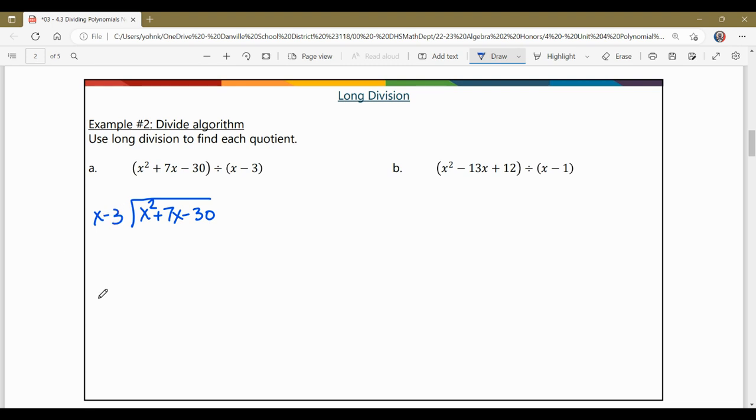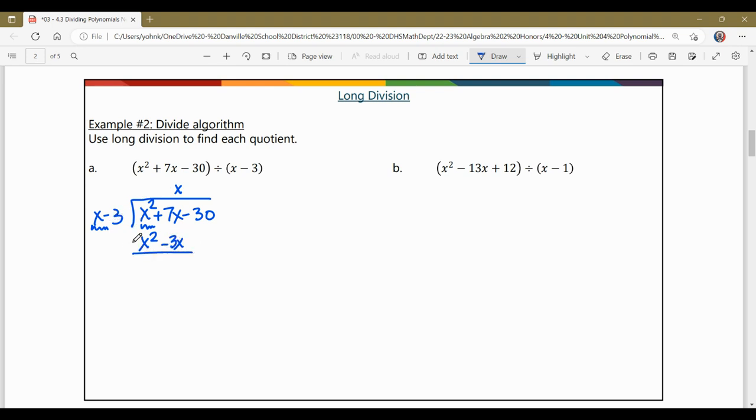So I know it looks weird because you've never divided with letters before, but it's the exact same process that you would use with numbers. So we are going to look at the problem and ask ourselves, how many times does x go into x squared? And the answer is x times. So I'm going to put the x above the other x. And then I'm going to multiply this x by x minus 3. So x times x is x squared. X times negative 3 is negative 3x.